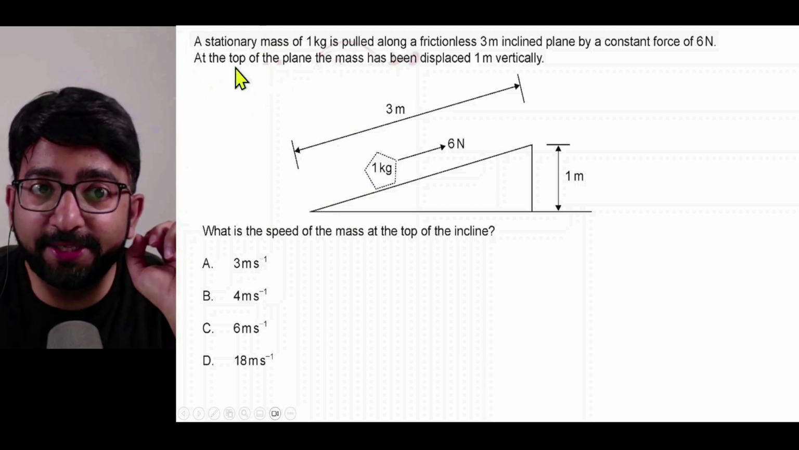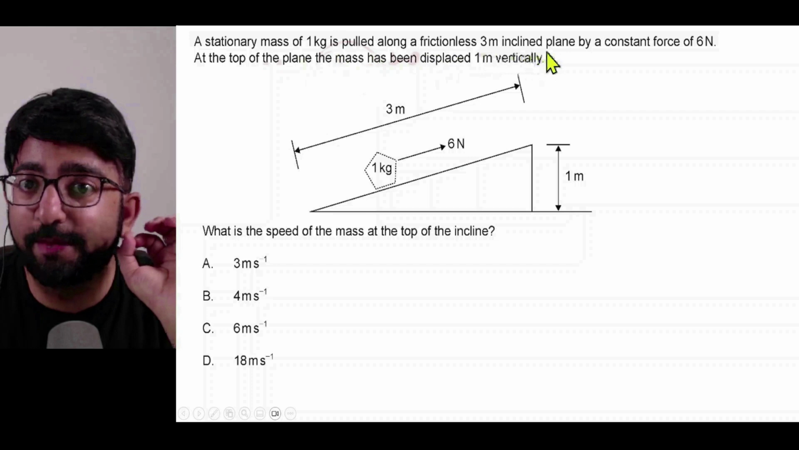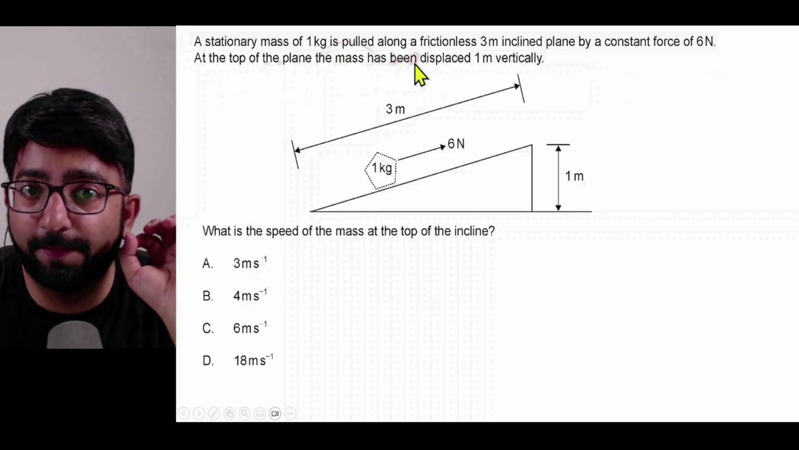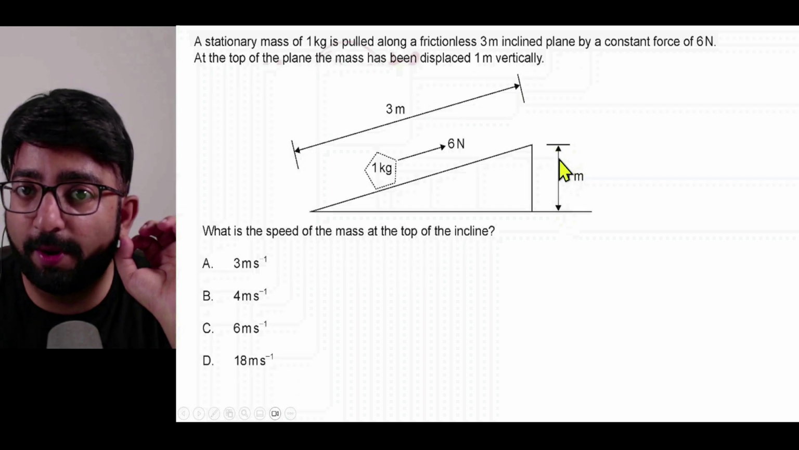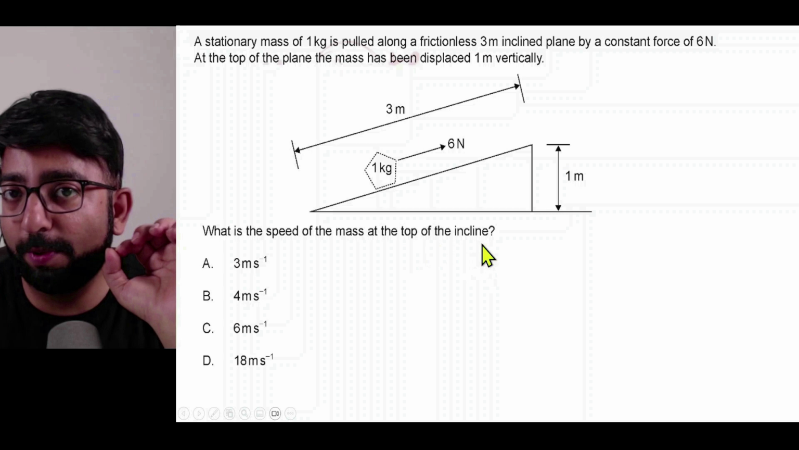So here we have a stationary mass of 1 kilogram. It is pulled along a frictionless 3-meter inclined plane by a constant force of 6 newtons. At the top of the plane, the mass has been displaced by a height of 1 meter. We have to figure out the speed of the mass at the top of the incline.